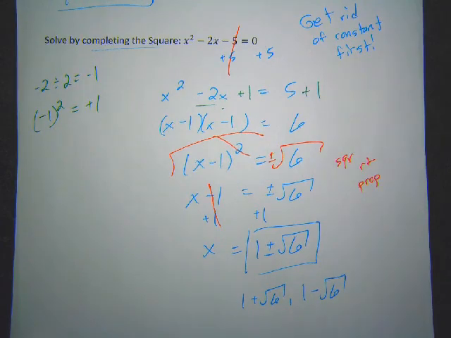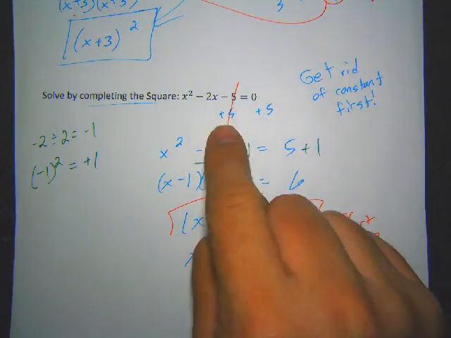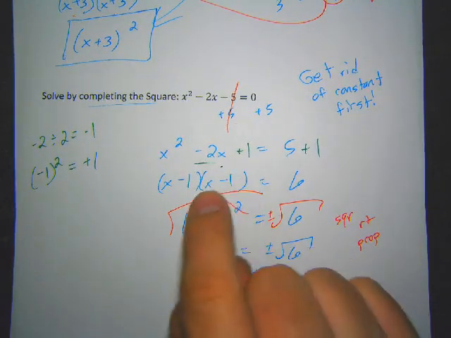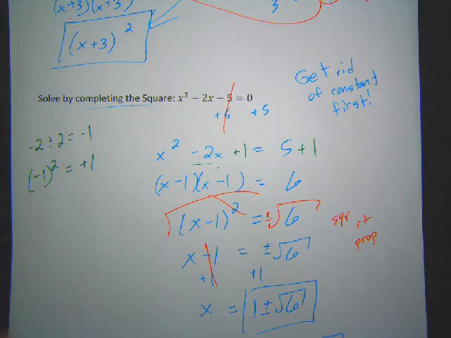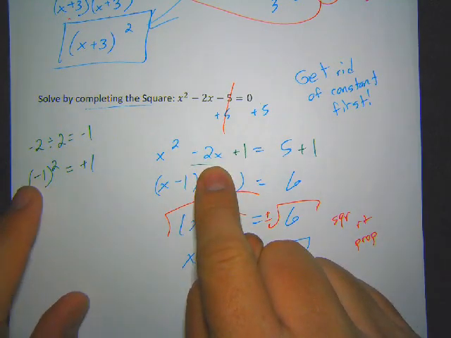That's completing the square. So the trick for completing the square, again, you always get rid of that extra number. So we want to make a space where we're going to add in the number to complete the square. Take the middle term, divide it by 2, and square it.